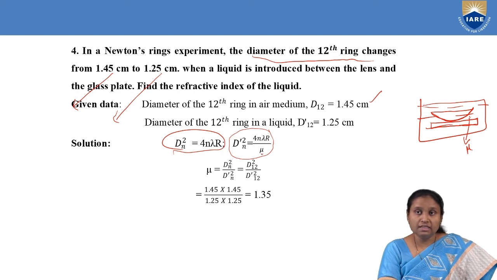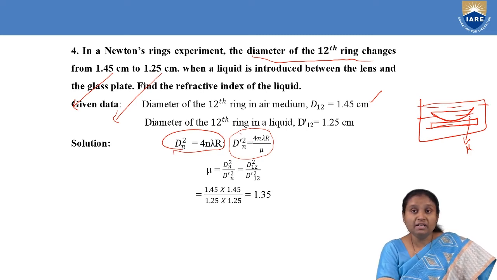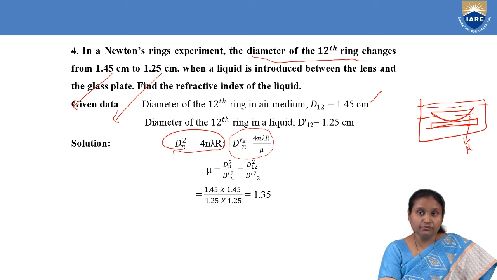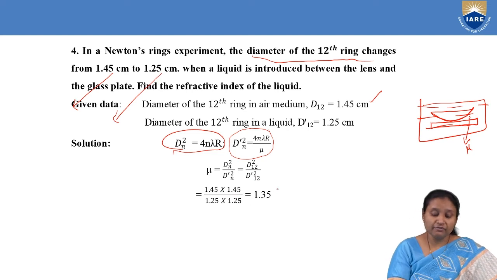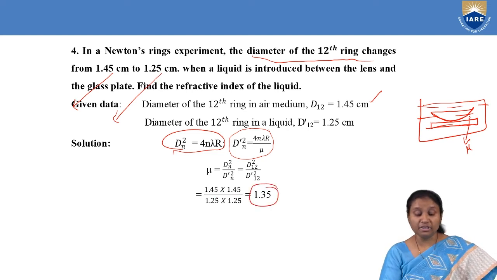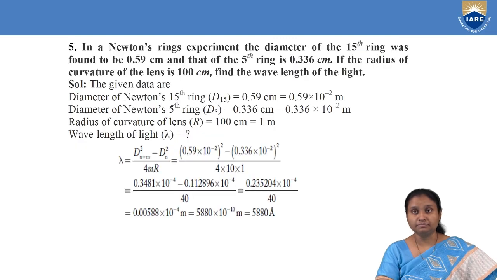Now if I divide these two expressions, one is the diameter in liquid film, another is the diameter in air film, but we are considering the same order dark ring, then mu comes out to be the square of the diameter of the nth ring in air film divided by the square of the diameter of the nth ring when there is liquid film. We have values of these two. So if we substitute, then the refractive index of that liquid film comes out to be 1.35.